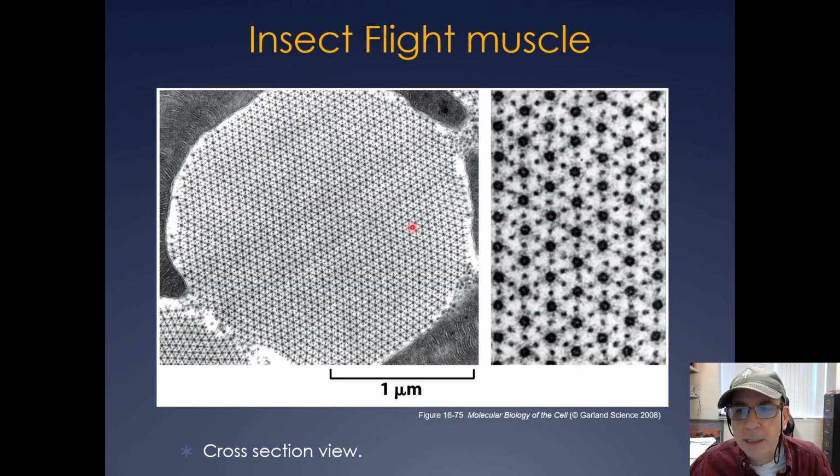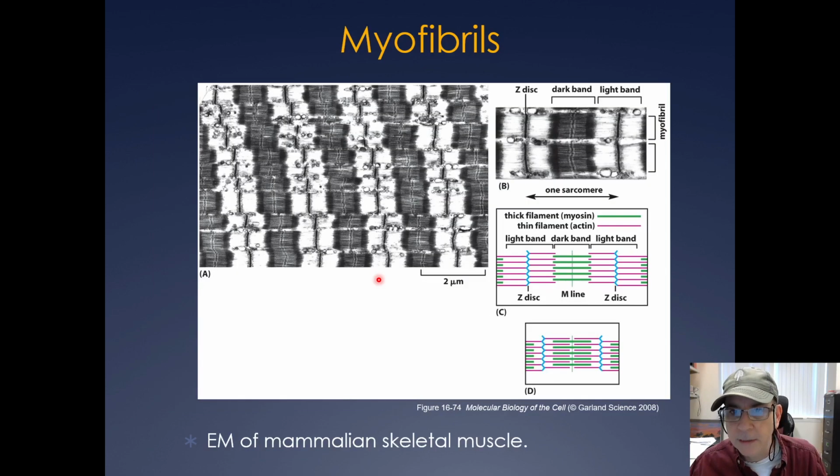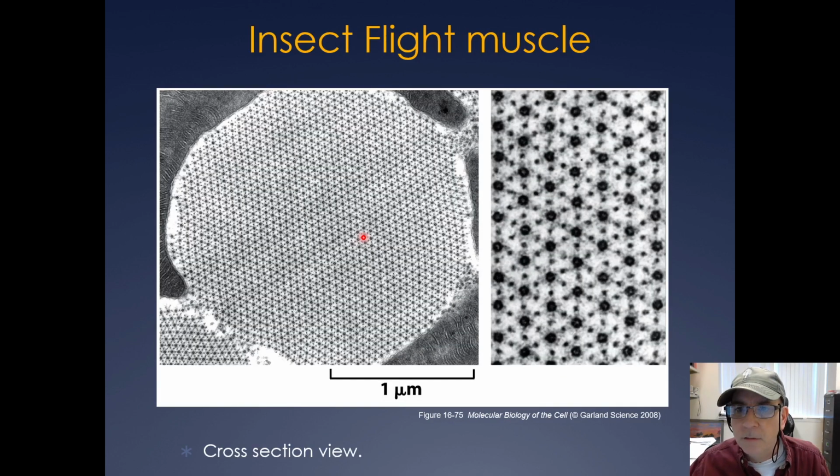But here's basically an EM of an insect flight muscle, arranged in a similar fashion, where you have all of these filaments and motor proteins in it that basically form these fibrils that can be pulled together and used for insects to fly.